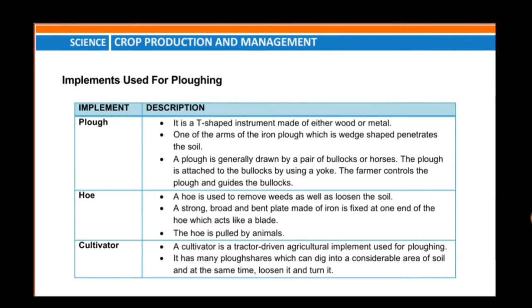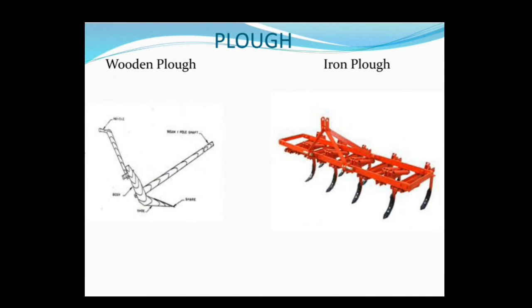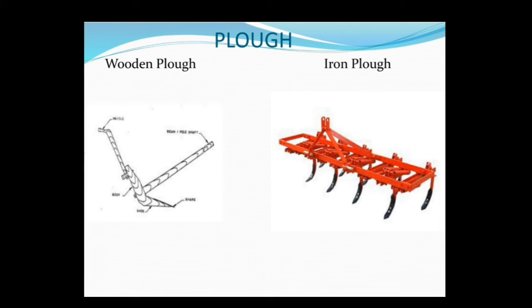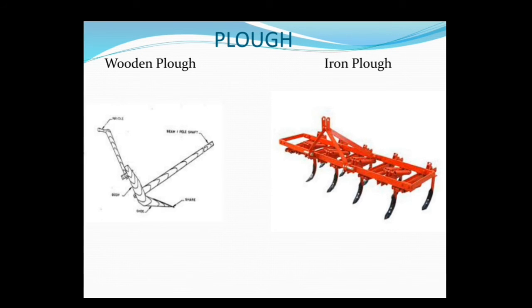Let me show you the pictures of plow. You can see in this picture a wooden plow and iron plow. Wooden plow is a manual method for plowing, and iron plow, it can be used with a tractor, okay, to plow the field. Now next comes leveling. Now what is leveling? Before going to leveling, you might wonder what is actually the need of plowing? Why plowing is done?